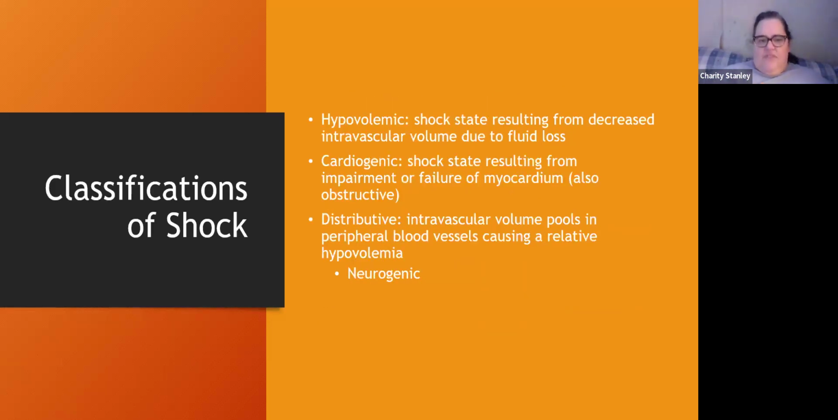So, different classifications of shock. Hypovolemic shock, this is resulting, something's happening to our fluid. It's a problem with the fluid. So since it's a problem with the fluid, how do we fix it? We put more fluid in, okay?